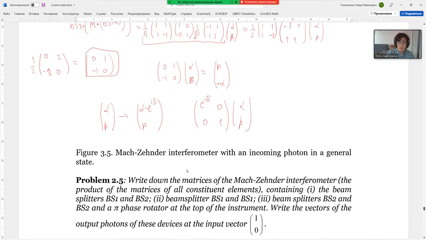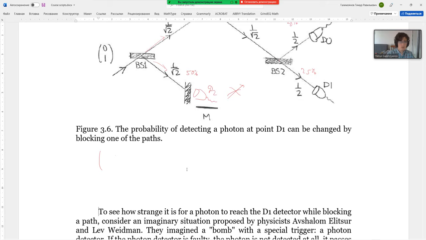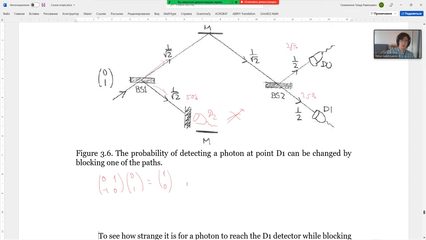Let me recall what the matrix was. 1, minus 1, 0, 1, acting on 0, 1 gives us 1, 0. So in the previous experiment, 100% of this beam would be here.